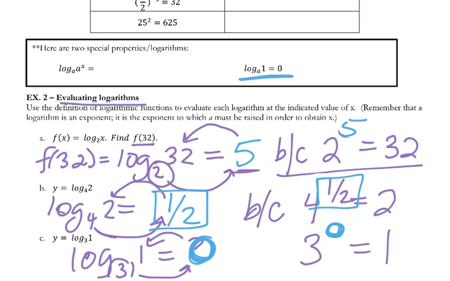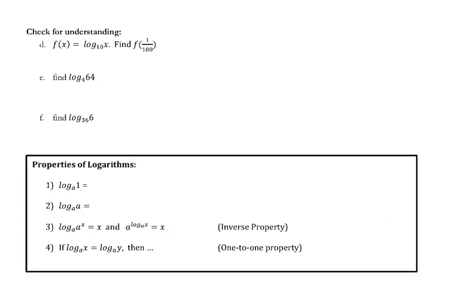So again, that's one of our special properties, that log base a of 1 is always 0, no matter what your a value is. We also said that log base a of a to the x is equal to x. That this log base a essentially cancels, leaving us with x. So we'll take a deeper look at that in our next set of examples, but right now you should flip to the next page and do these 3 check for understanding problems. If you haven't done them yet, you should pause the video and do them, and then check your answers.